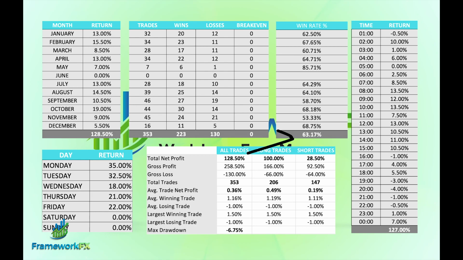And if we take a quick look over here, we have the win rate, about 63%, which is also fantastic, and exactly what we want to see from a good strategy. No strategy is 100%, as you should be well aware of by now in your trading careers. Okay, so let's take a look into this in a bit more depth.